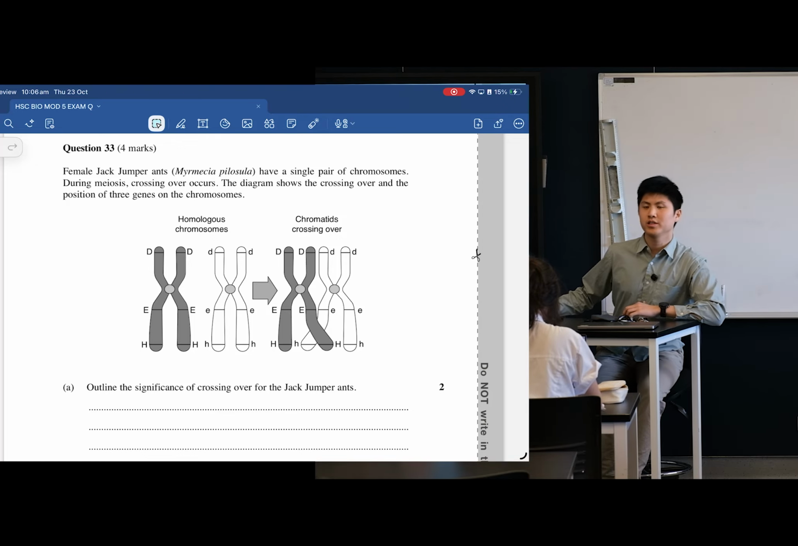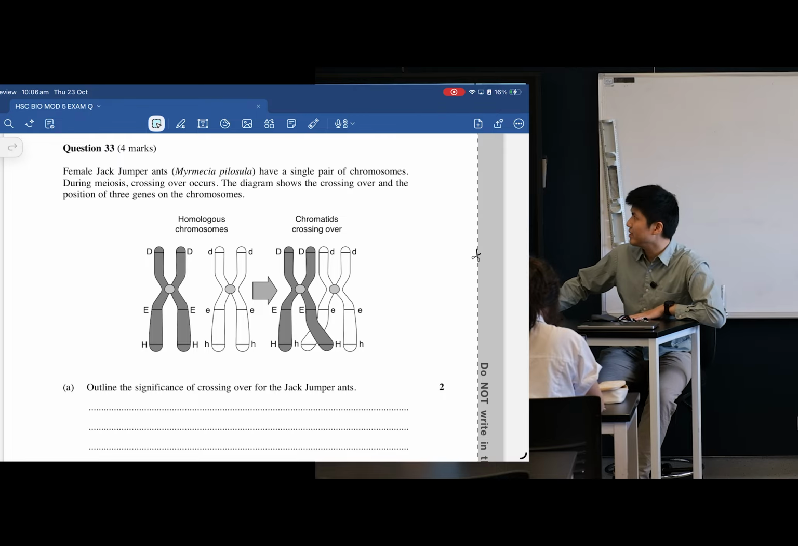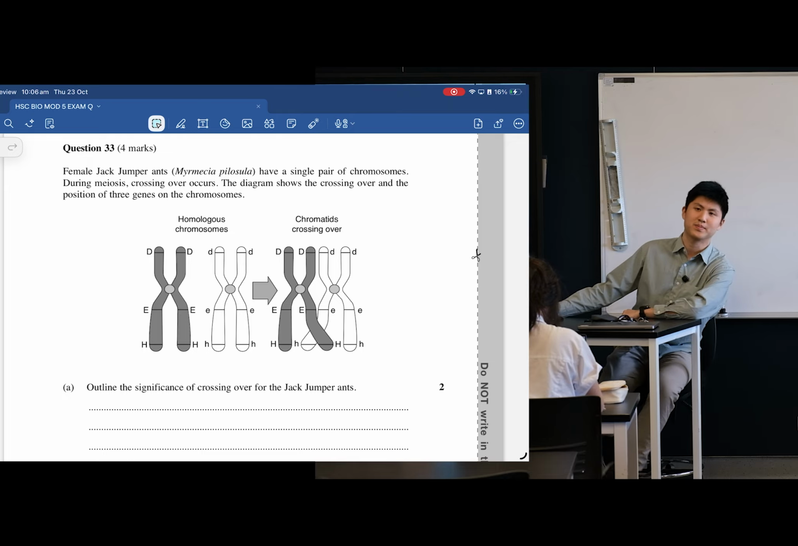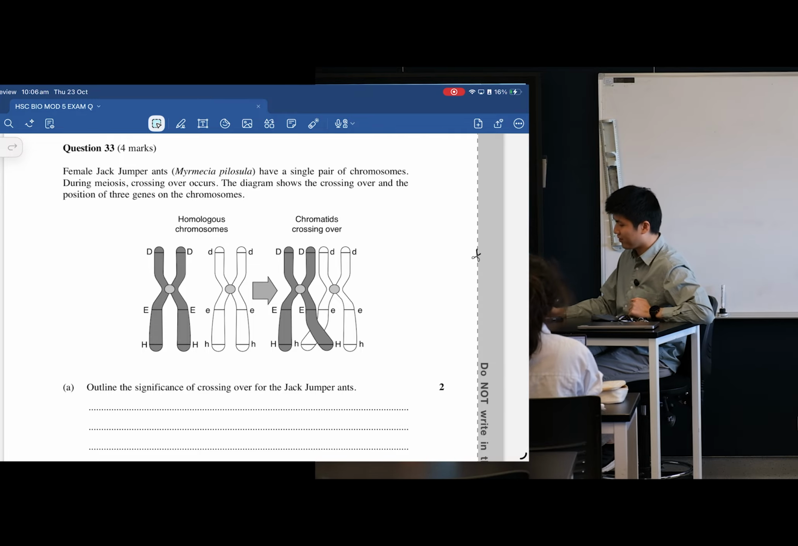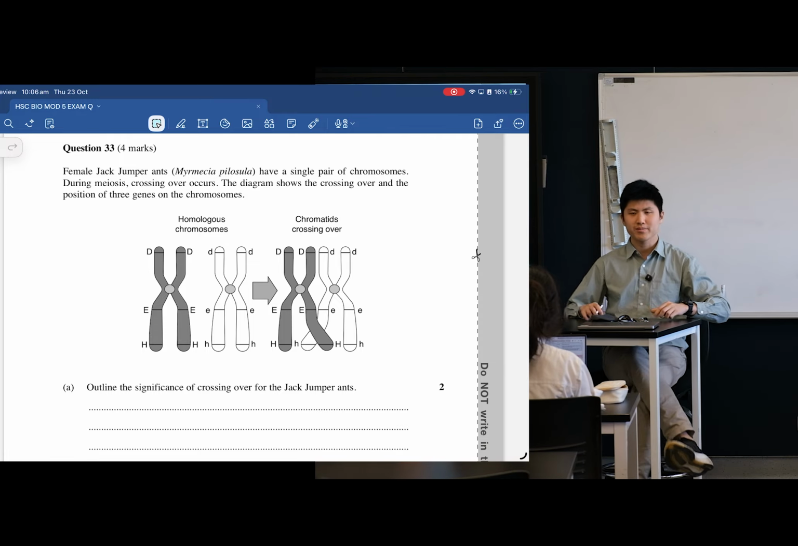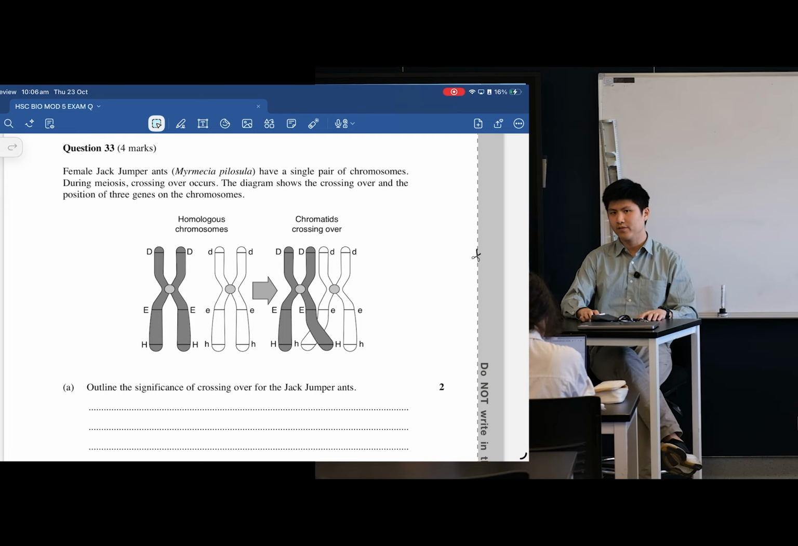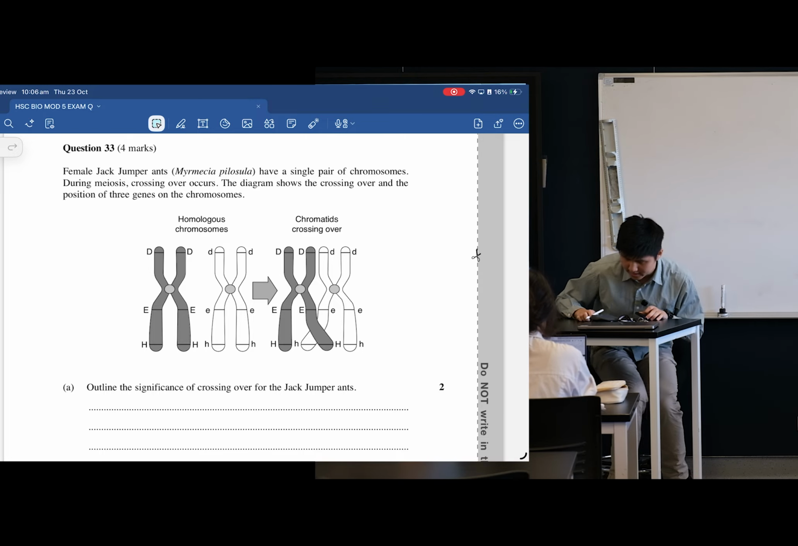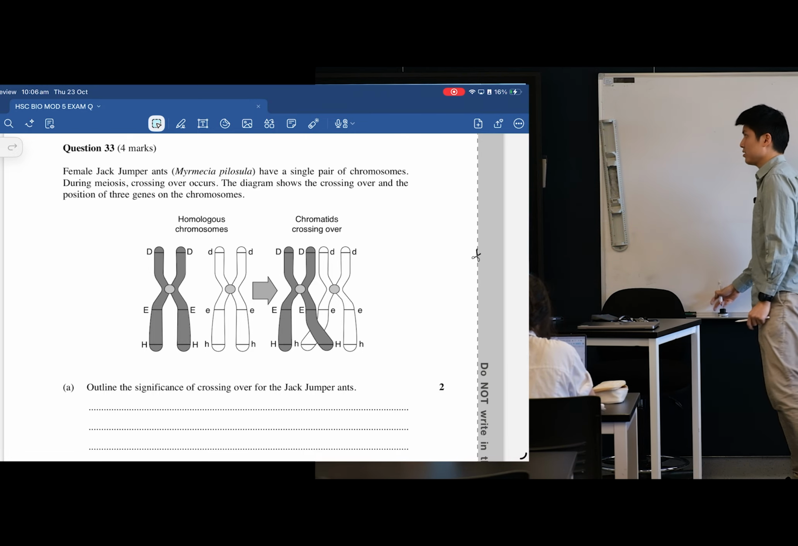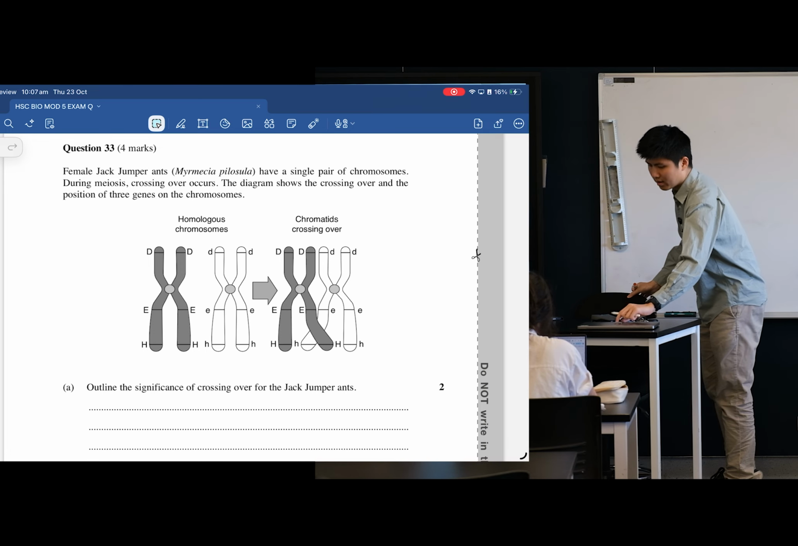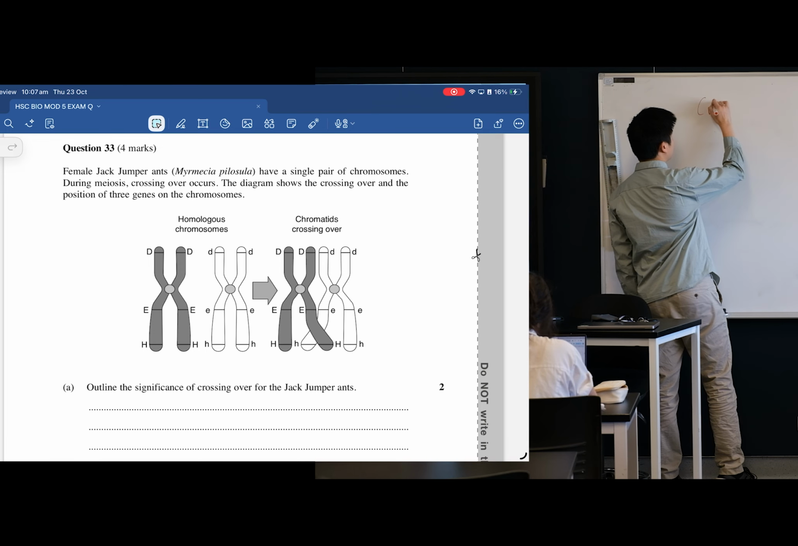So this first question was from 2024, so it's from last year's paper, and there were two parts to it, right? Actually, both these questions talk about the idea of crossing over and independent assortment. I'm just going to write them on the board because we're going to talk about them for both questions. Can someone tell me what crossing over is?